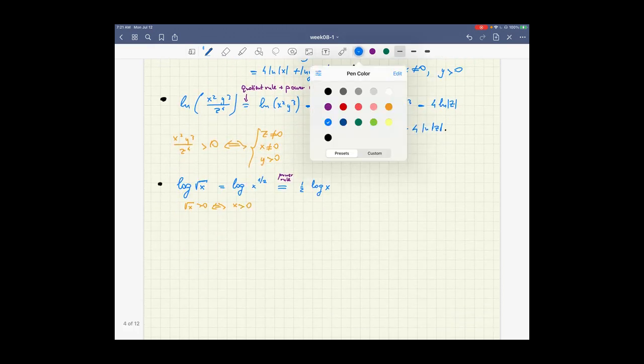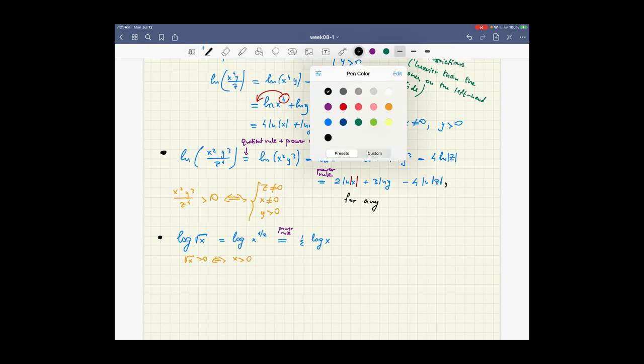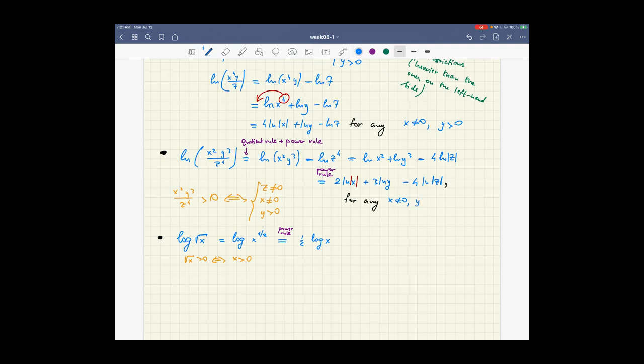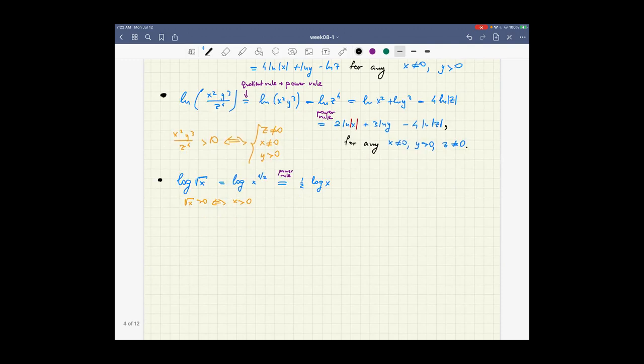I forgot to write restrictions on x, y, and z in the previous problem, which is very important. For any x non-zero, for any y positive, and for any z non-zero. In our current problem, this is true for any x positive.